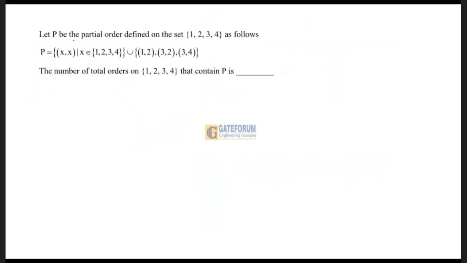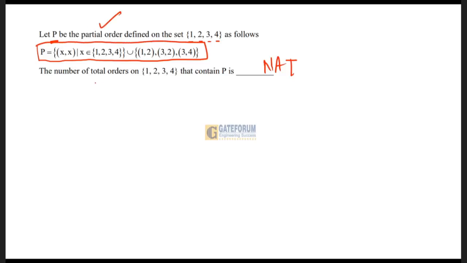The following question was asked from set theory, and the question is asked for 1 mark as a NAT based question, numerical answer type question. The question is as follows. Let P be the partial order defined on the set 1, 2, 3, 4 as follows. The rule is given: P equals the pairs (x, x) where x belongs to 1, 2, 3, 4, union (1, 2), (3, 2), (3, 4). The number of total orders on 1, 2, 3, 4 that contain P is.